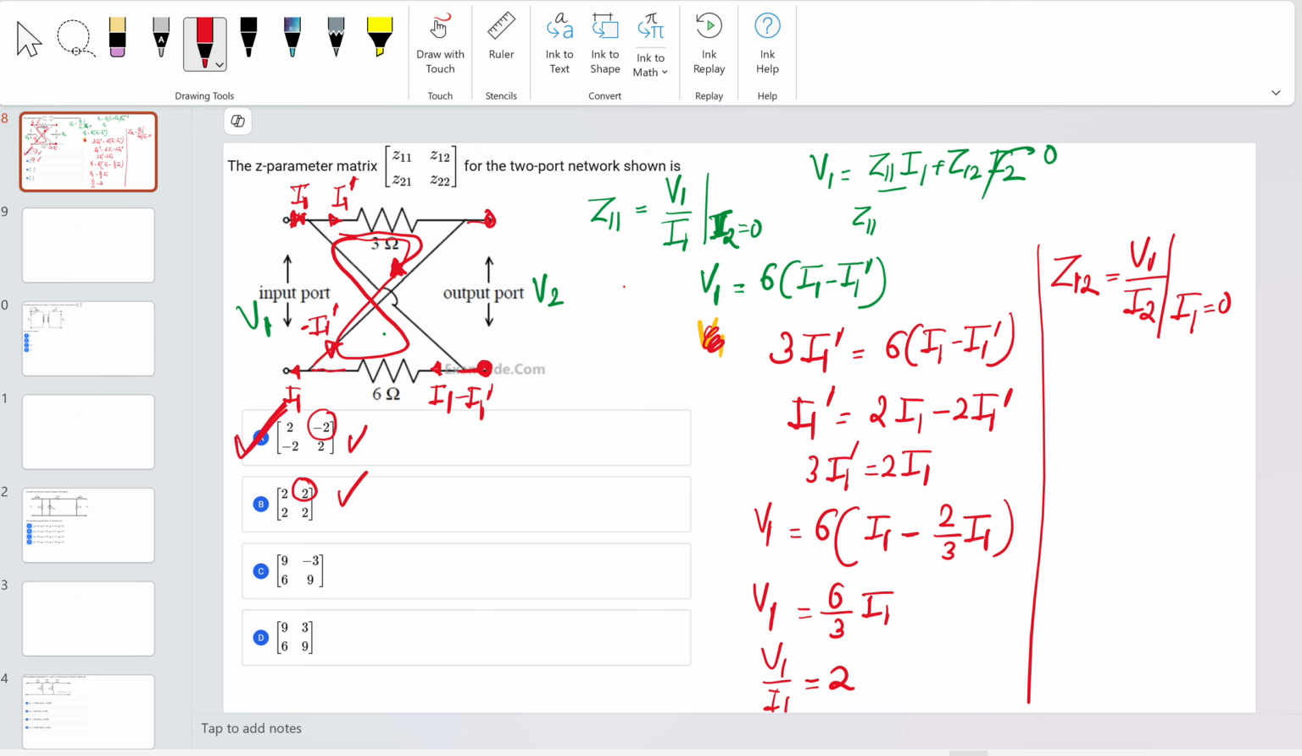Okay, any doubt in this? You can solve it at your home. That is simply the process I followed. You can follow the same procedure and you will get the answer. Any doubt in this?